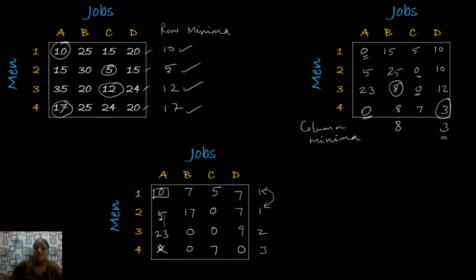You give an assignment by making a square around a 0 element, which indicates that the assignment is made, and you cross off the remaining zeros in the same row and same column. That indicates that an assignment is already made, so there is no need for giving further assignment.